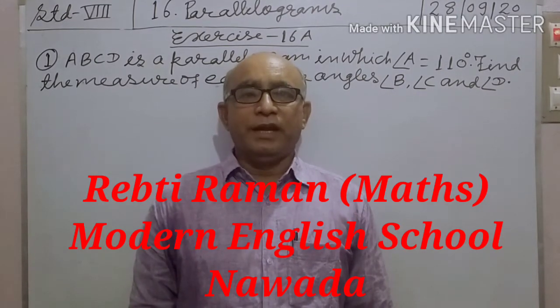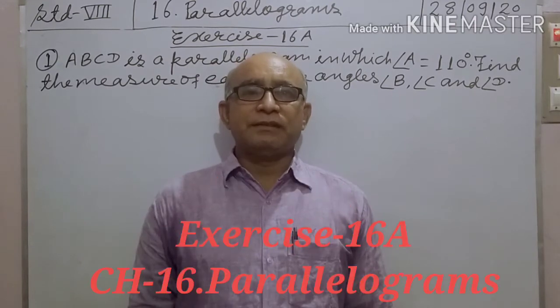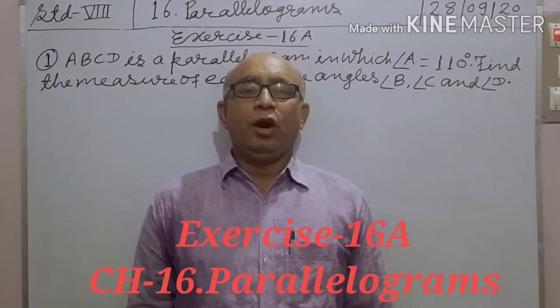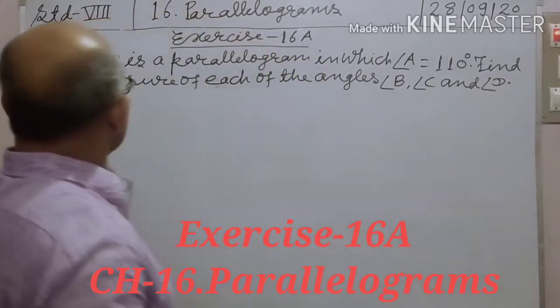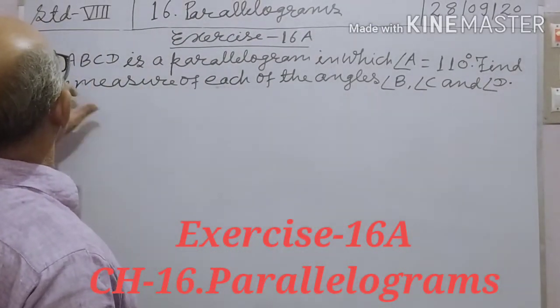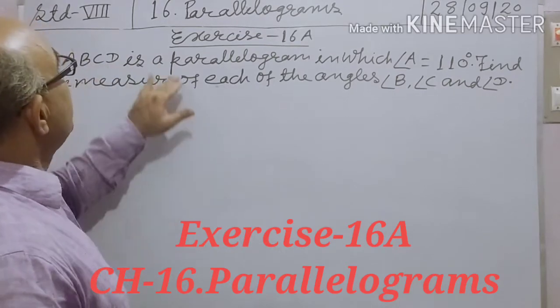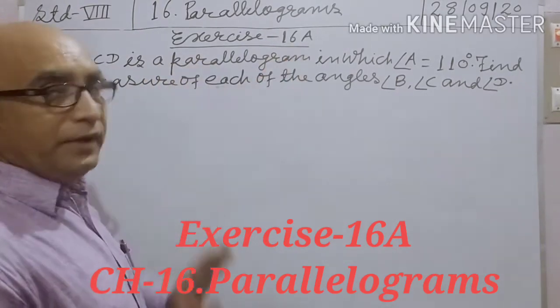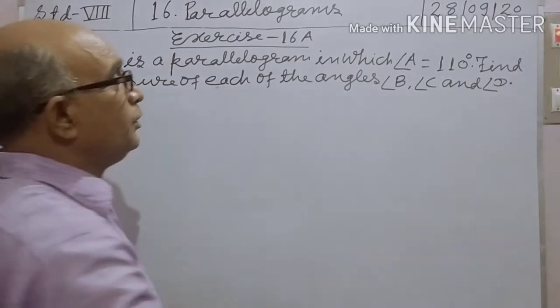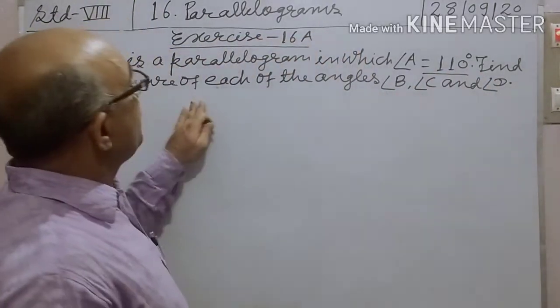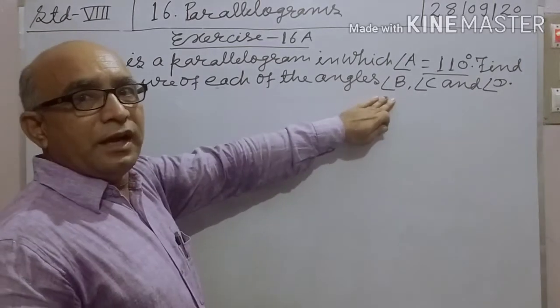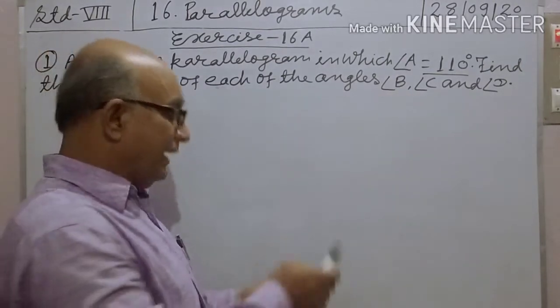Students, today I shall solve exercise 16A of chapter 16, parallelograms. One question is written here. In question number 1, ABCD is a parallelogram in which angle A equals 110 degrees. Find the measure of each of the angles: angle B, angle C and angle D.